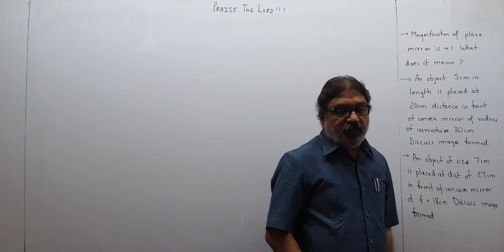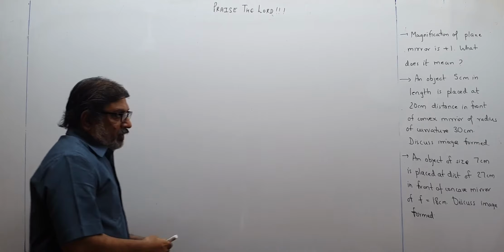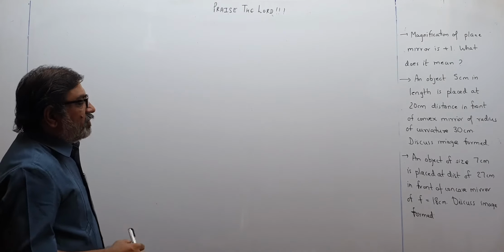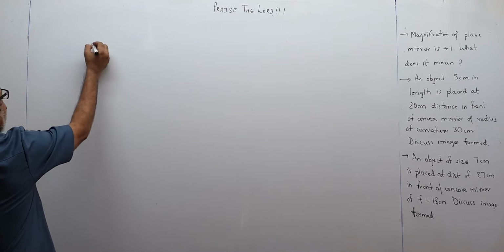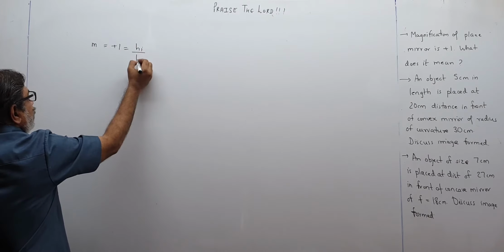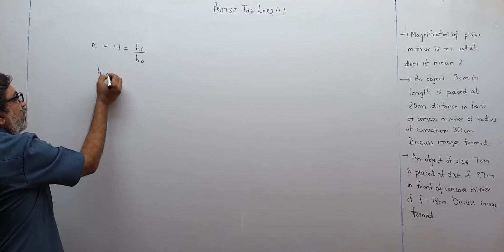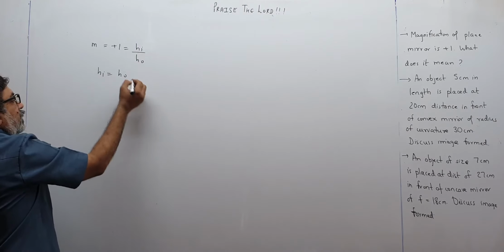Magnification of a plane mirror is +1. What does it mean? It means that the sum is easy and we will quickly get the marks. So let us check. Magnification is +1, and you know magnification is always hi upon ho. So that means hi will be equal to ho.